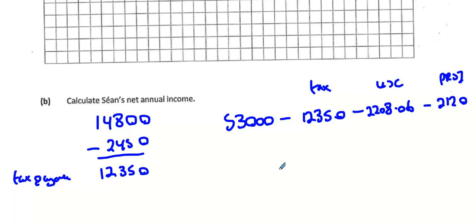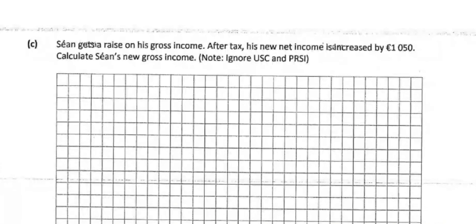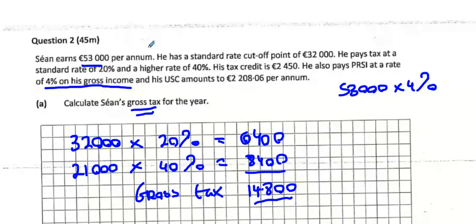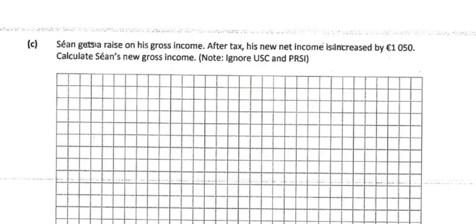Who got 36,321.94? All right, guys. This one's really tough because you're already making over the threshold. Any money you make, because you're already making over 32 grand, any money you make from now on, they take 40% off it straight away. Okay? So 40% just gone, no matter what. So here's how you do this. He gets a raise on his gross income, and it tells me ignore USC and PRSI. Just ignore the two of them.